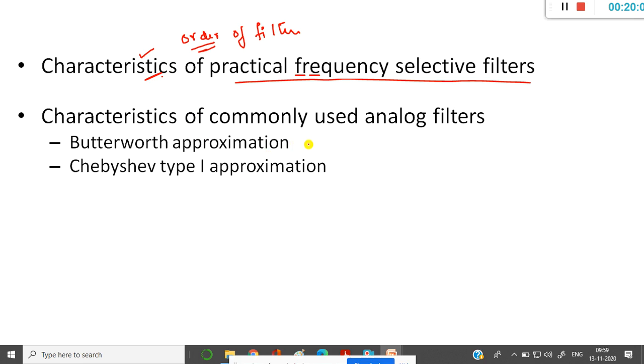Now, in order to design, I need mathematical approximation methods, and these two are the mathematical approximation methods: the Butterworth approximation method and the Chebyshev type 1 approximation method. These two are what we use in your syllabus to design low pass filters or high pass filters.